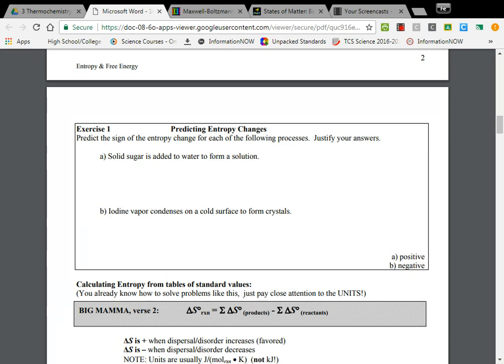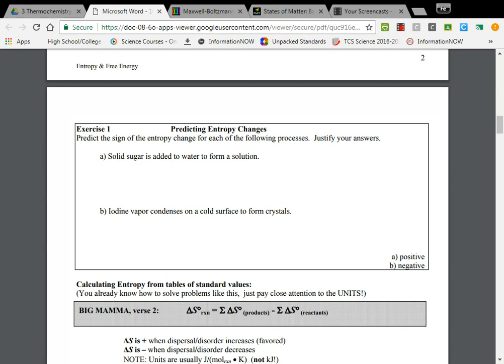Now let's look at the second one. The second one says iodine vapor condenses on a cold surface. So iodine vapors are gases. So we have a gas that's there, and it's condensing. Condensation is a gas going to a liquid. So I can look at my state of matter here. I have a greater dispersal for gases than I do liquids. So what's happening is I'm going to decrease my dispersal of matter, therefore decrease my entropy. So it'll be a negative delta S quantity.